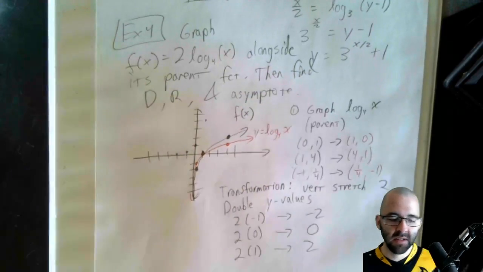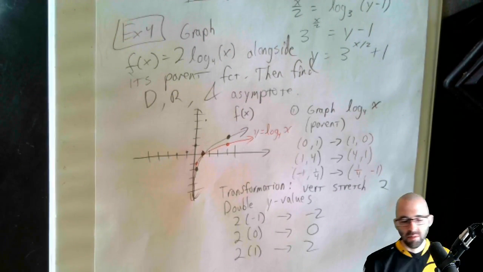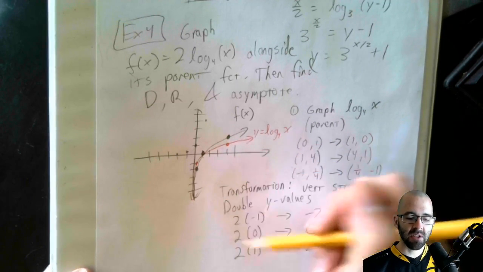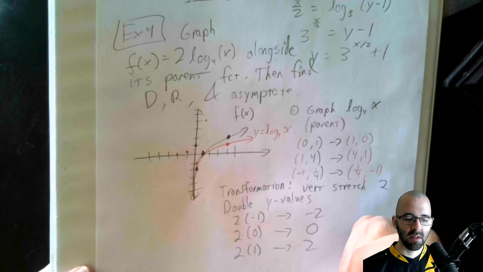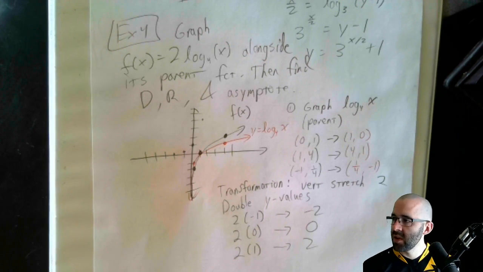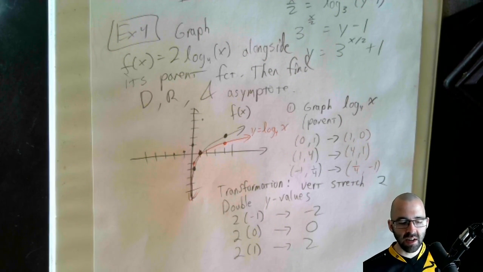And they look very similar. But this one's steeper, right? It rises quicker. It also falls quicker. So that's example 4. We did a whole bunch of things, right?